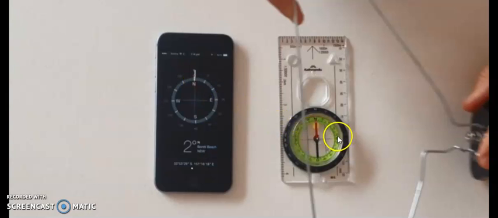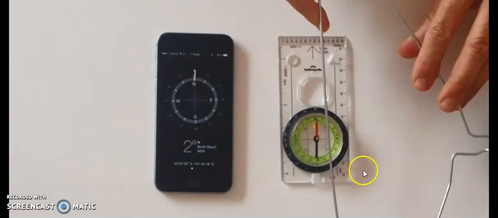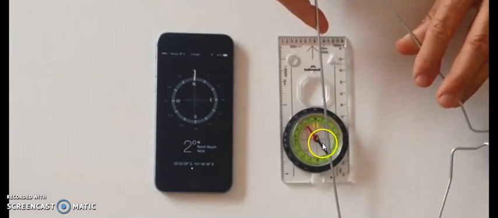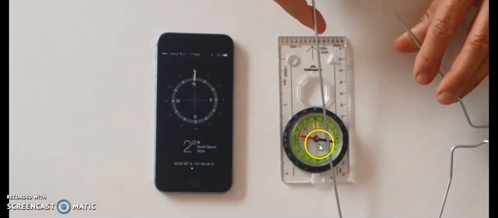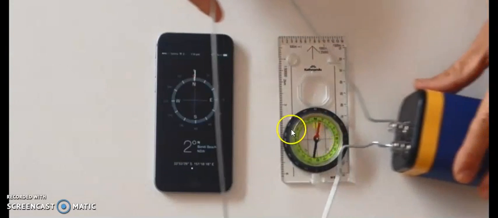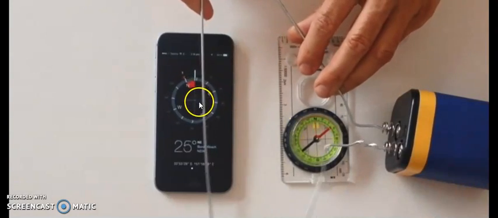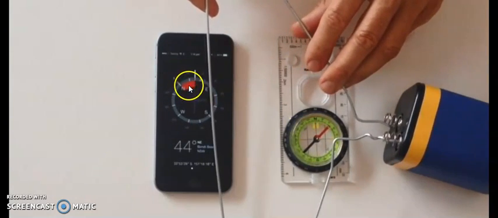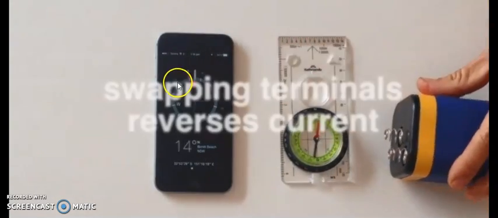Okay, so in this experiment, first the person will be connecting the rod, and we'll check the deflection. Then reversing the current. Okay, let's check it. So you can see the moment it is connected, you can see a deflection on a normal compass. Similarly, when it is placed on the mobile phone, you can see a deflection towards the northeastern direction.